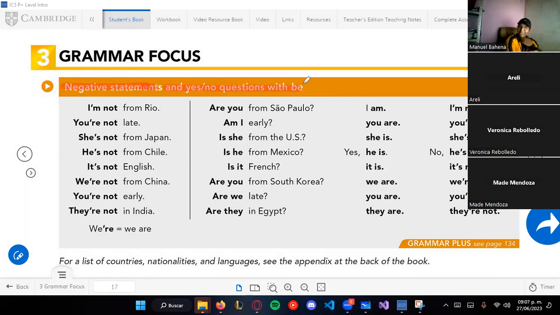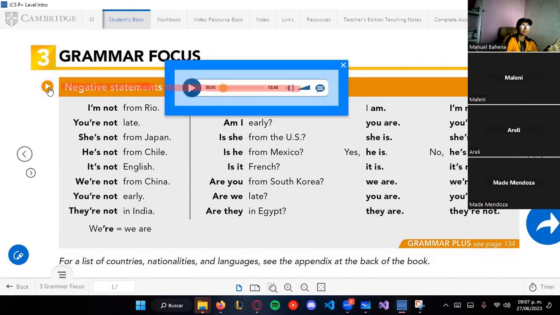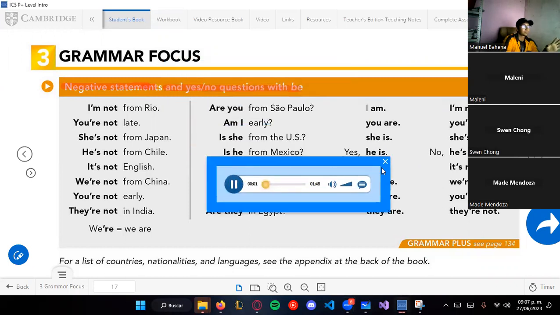Oraciones negativas. Yes, declaraciones, oraciones negativas, and yes or no questions. Preguntas de sí o no with be, con el verbo to be, exactly. So we're going to listen first. Vamos a escucharlas primero. Then we're going to practice them. Ya después las vamos a practicar, ¿ok? Yes, teacher. Perfect. Page 17, exercise 3, grammar focus.